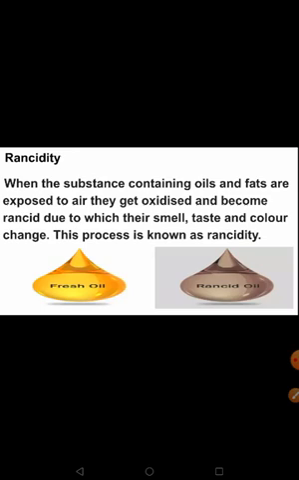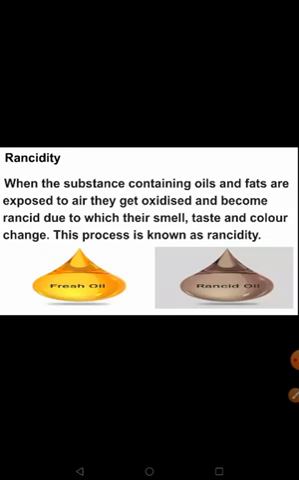Usually you add substances which prevent oxidation to foods containing fats and oils. You must have seen chips, when you buy packets of Lay's, Kurkure and all, they are tightly packed, and those packets are flushed with nitrogen gas to prevent them from getting oxidized. They won't be crispy otherwise. Similarly, you store biscuits and other fried items in airtight containers so that they do not undergo oxidation.